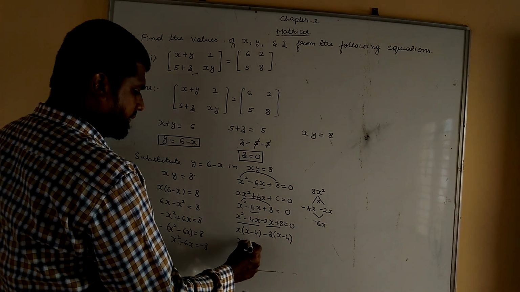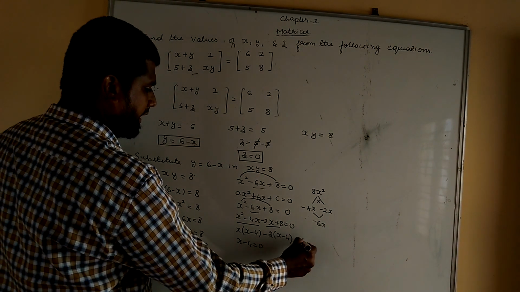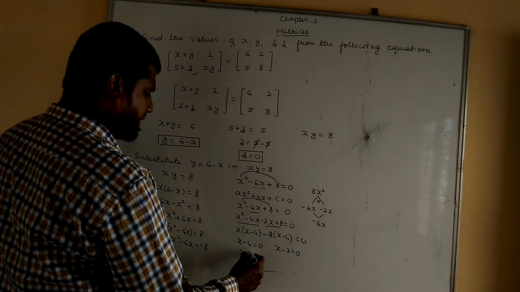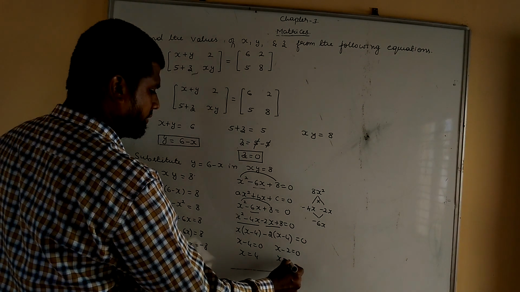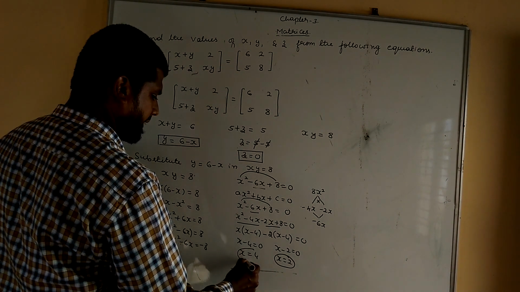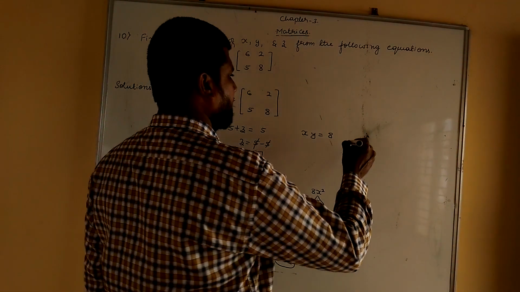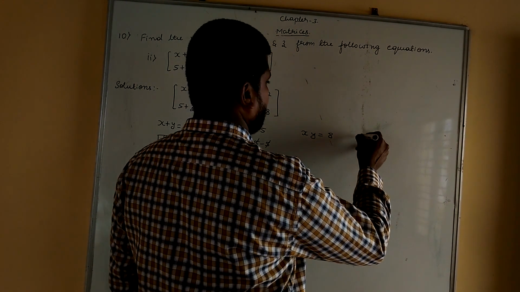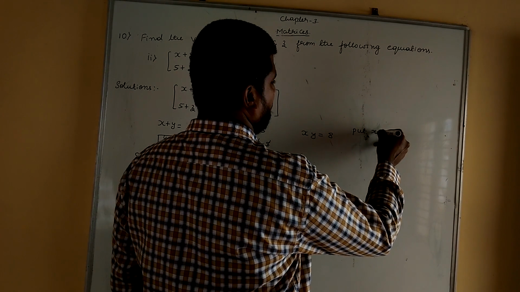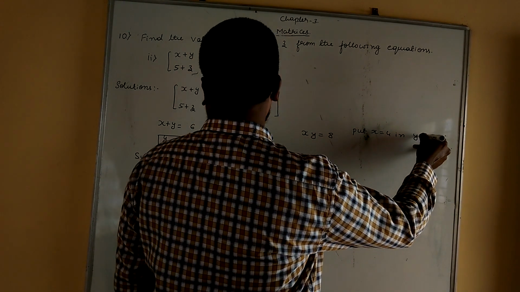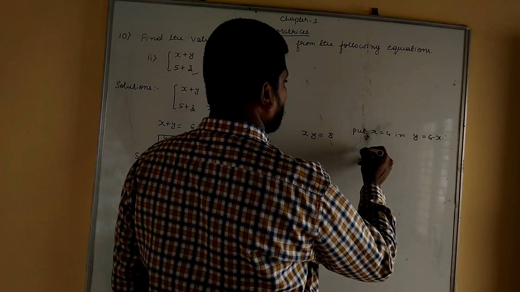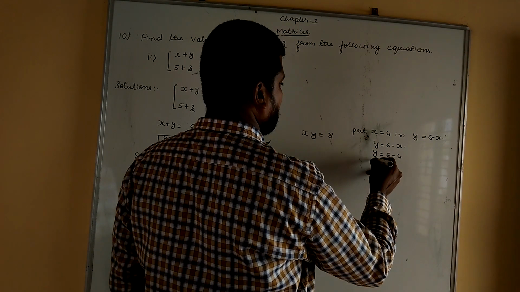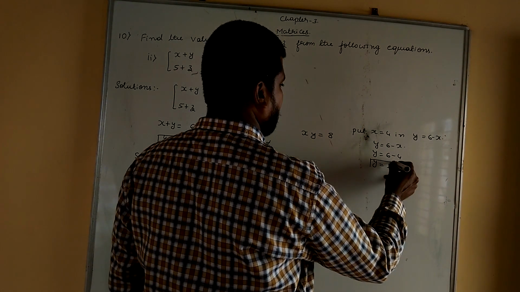So x minus 4 is equal to 0 is a factor, and x minus 2 is equal to 0. If you shift the 4, x is equal to 4, x is equal to 2. You are getting the two values of x. So let us substitute the value of x in equation y is equal to 6 minus x. Put x is equal to 4 in y is equal to 6 minus x. If you substitute 4, 6 minus 4 is 2. The value of y is 2.